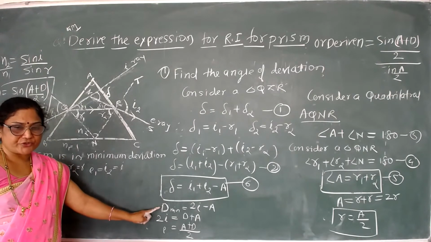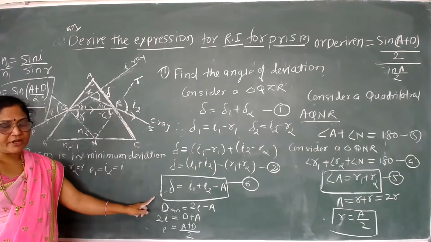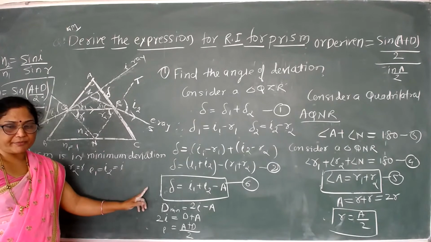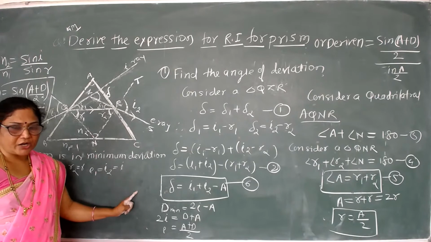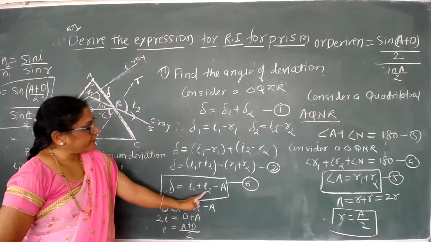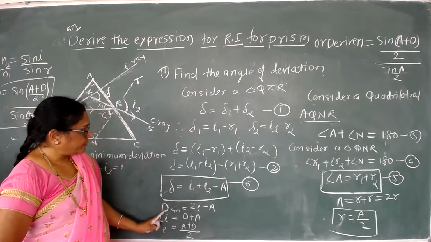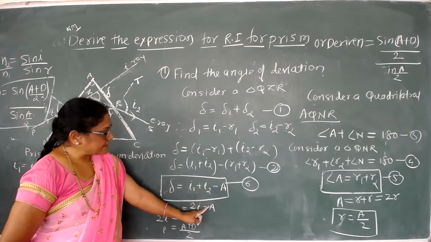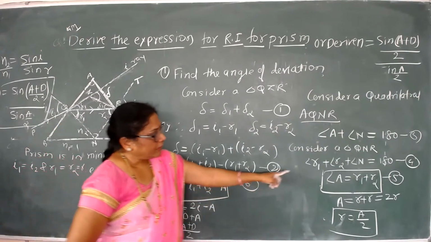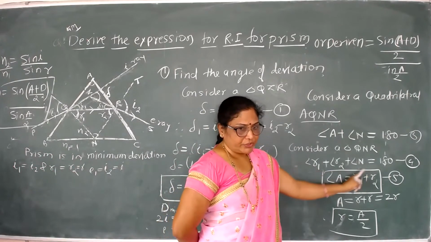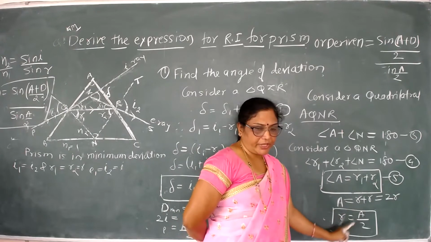The minimum deviation position is where the angle of incidence and the angle of emergence are both the same, and the angle of refraction at both surfaces is the same. That is, I1 is equal to I2 and R1 is equal to R2. So in this case we consider I1 is equal to I2 is equal to I. Therefore I plus I is equal to 2I. Therefore delta minimum is 2I minus A. Therefore I is equal to (A plus delta minimum) by 2. Here, A is equal to R1 plus R2. Therefore, A is equal to R plus R is equal to 2R. Therefore, R is equal to A by 2.